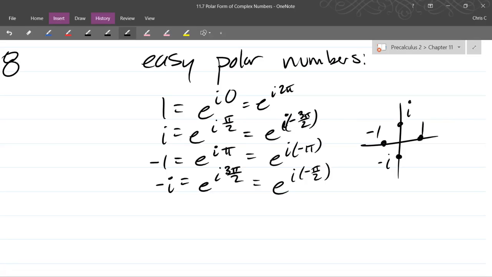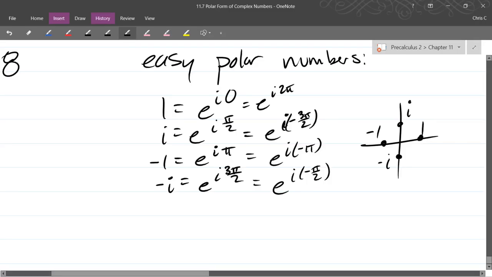So last thing we're going to do is complex roots. And then we'll be out of complex numbers and into vectors. So I have one more, about a half class worth of complex numbers, and then we'll be into vectors.